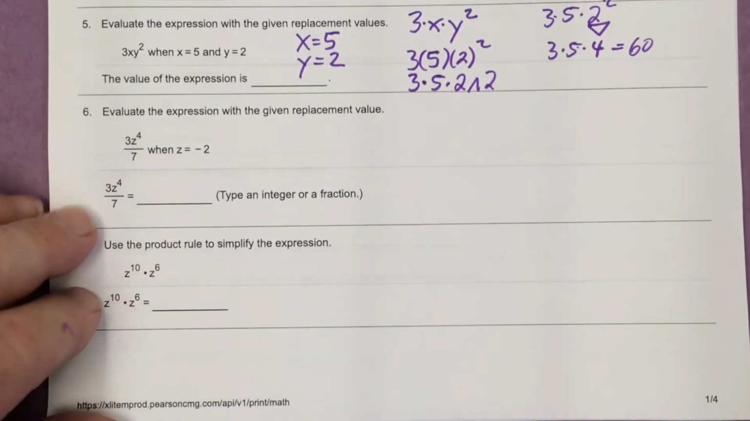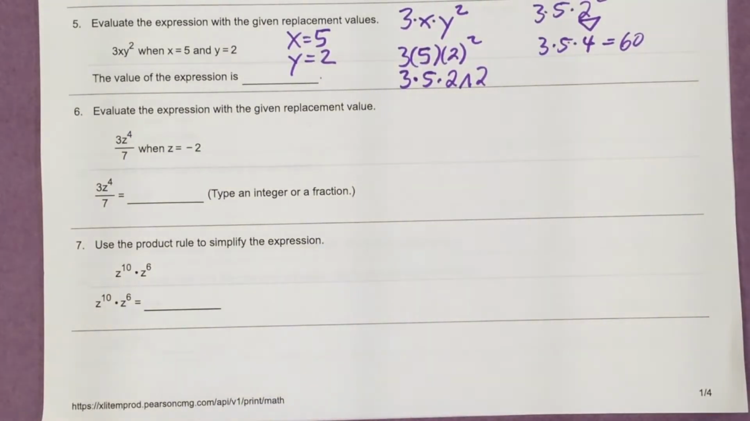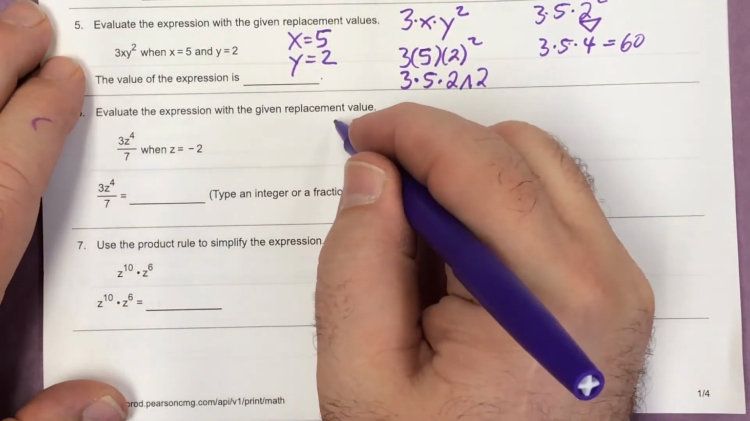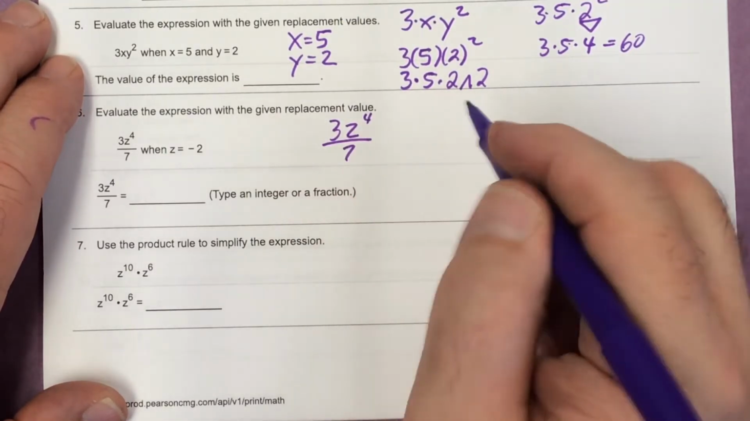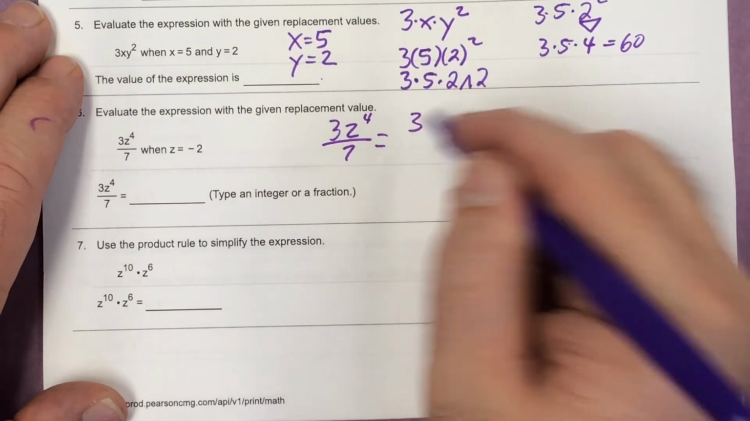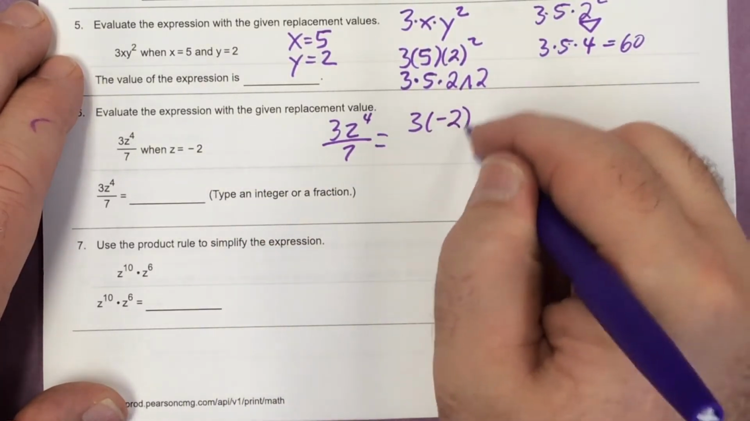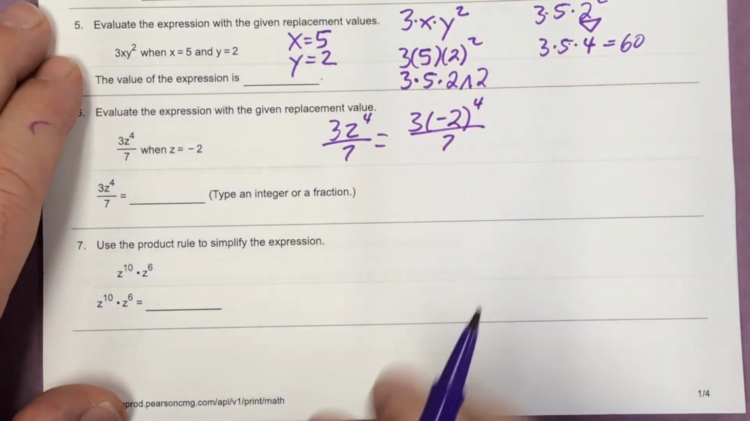I'm going to go ahead and move it up now so I have all the problems from the remainder of the page on here. Number 6, evaluate the expression with the given replacement value when z is equal to negative 2. So let's take a look at how this works when we're evaluating a negative number. So we have the expression 3z to the 4th divided by 7. So this is going to be 3, and what's z? Negative 2. I'm going to put that in parentheses and raise it to the 4th, all divided by 7.